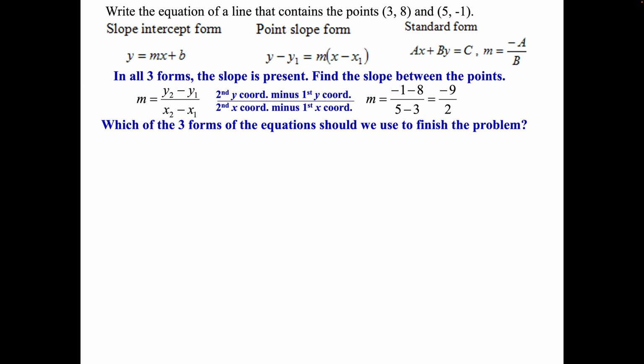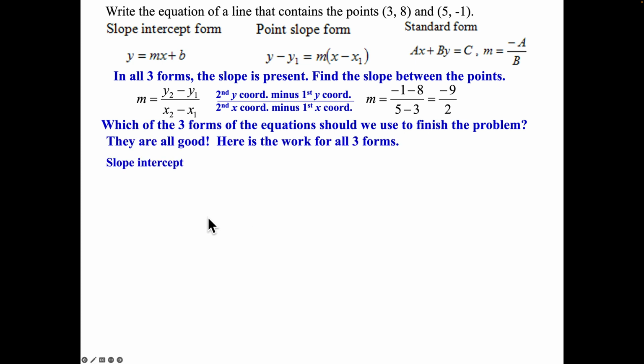Now, which of these forms would be the best to use for this problem? Well, they're all good, but you're going to notice it really depends on what information you're working with. So that's why I'm going to do all 3 and let you decide, or we'll decide together, what's the best to use based on the information you're given. Remember, in my class, knowledge is power. The more you know, the more powerful you are.